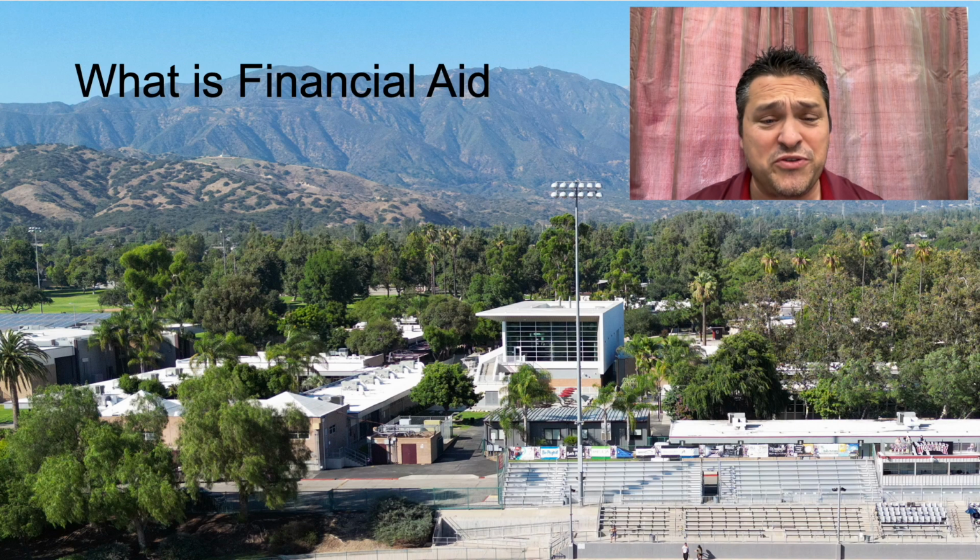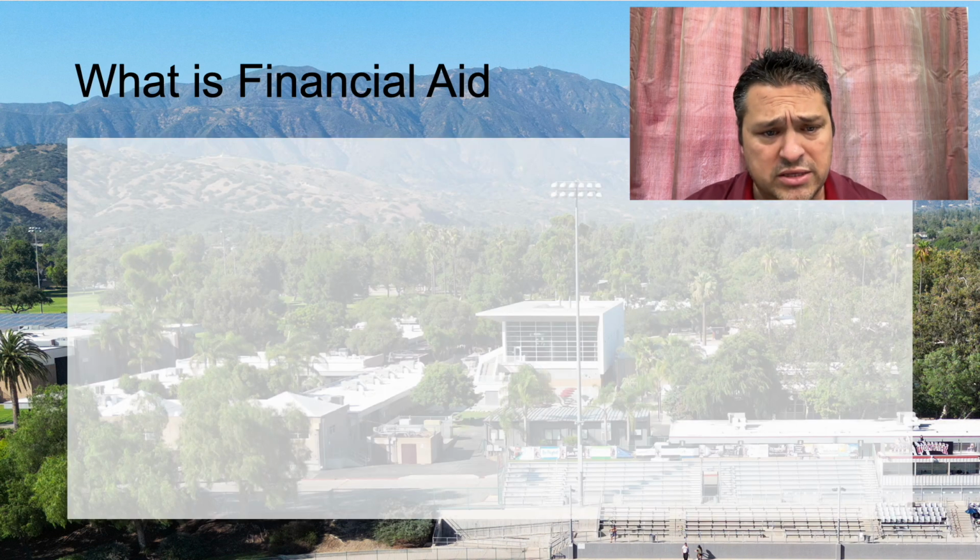Financial aid refers to the various forms of financial assistance provided to students to help them pay for their education. It is intended to make education more accessible and affordable for students and their families. Financial aid can come from different sources, including the federal government, state governments, colleges and universities, and private organizations. There are several types of financial aid available.